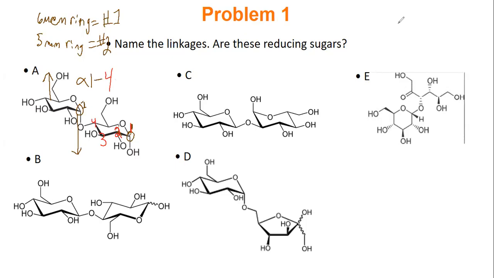What does the shape of the bond mean? The shape just tells you the direction that the OH was pointing. That's why it's like, oh, this line is pointing down. So that means that the OH was originally down.